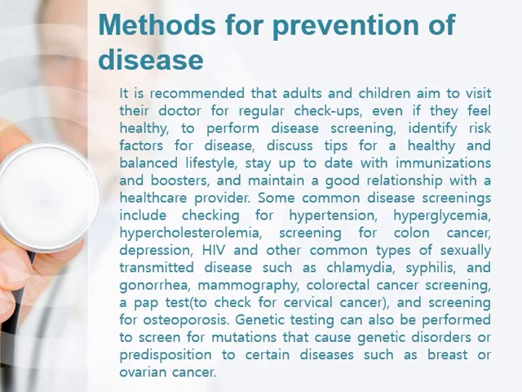Some common disease screenings include checking for hypertension, hyperglycemia, hypercholesterolemia, screening for colon cancer, depression, HIV, and other common types of sexually transmitted disease such as chlamydia, syphilis, and gonorrhea, mammography, colorectal cancer screening, a pap test to check for cervical cancer, and screening for osteoporosis. Genetic testing can also be performed to screen for mutations that cause genetic disorders or predisposition to certain diseases, such as breast or ovarian cancer.